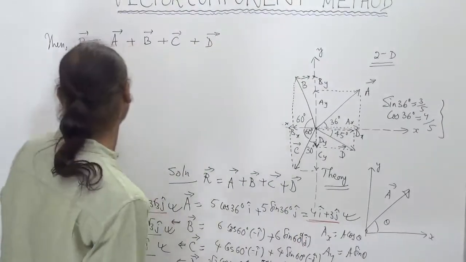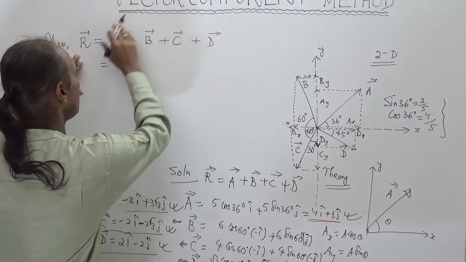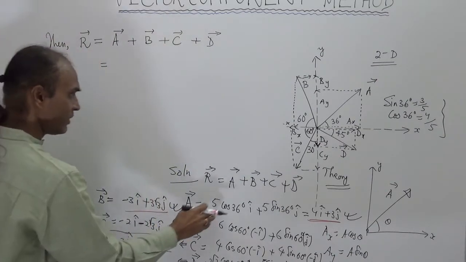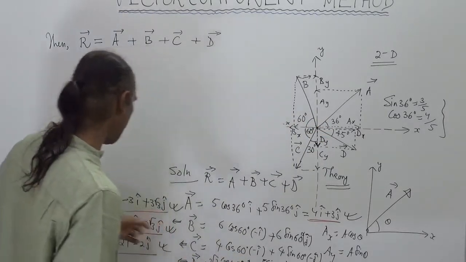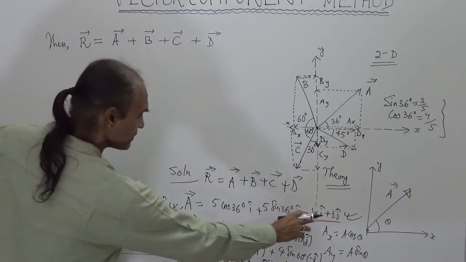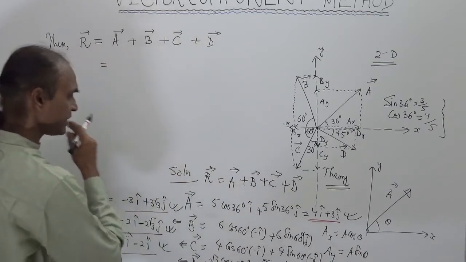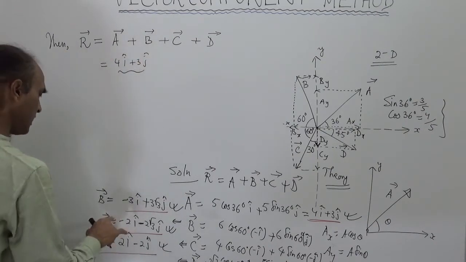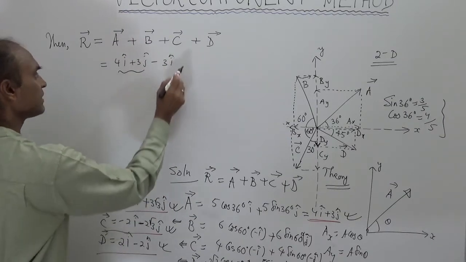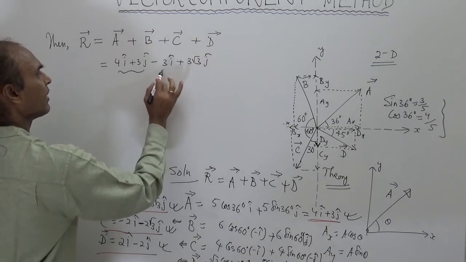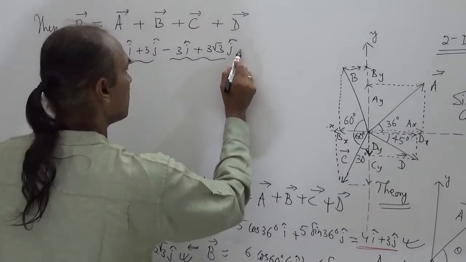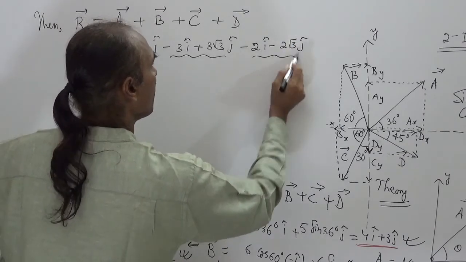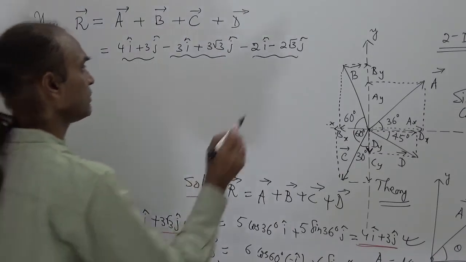Let's start with the mathematical part. Vector R is equal to the resultant of these four vectors. Vector R is the resultant of the four vectors A, B, C, D. A vector plus B vector plus C vector plus D vector. We got the given vectors in terms of i cap and j cap. Vector A is given as 4i cap plus 3j cap. This is vector A, and vector B is minus 3i cap plus 3 root 3 j cap, and vector C is given as minus 2i cap minus 2 root 3 j cap, and vector D is equal to 2i cap minus 2j cap.